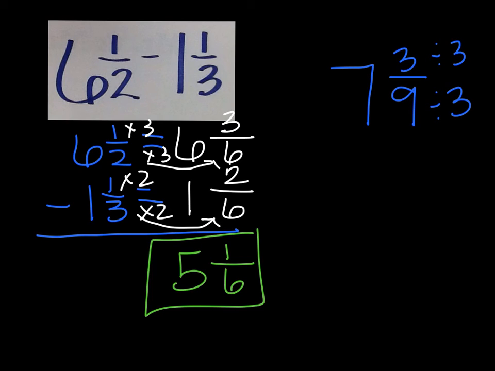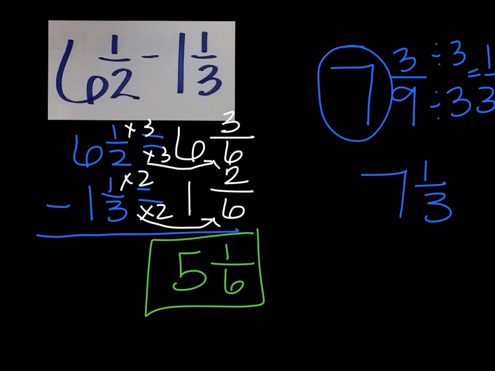And when you divide that by 3, you get 1 over 3, but it's not 1/3. You can't forget about this whole number over here, so it would be 7 1/3. You will add and subtract fractions that you do need to simplify at the end.